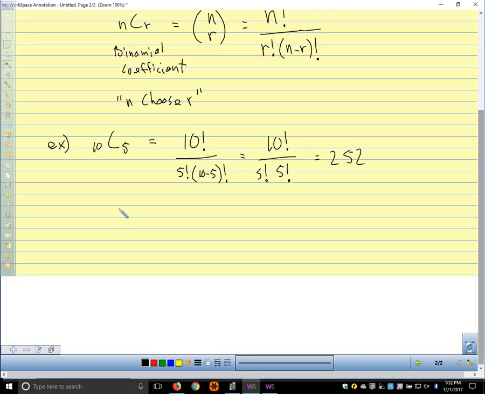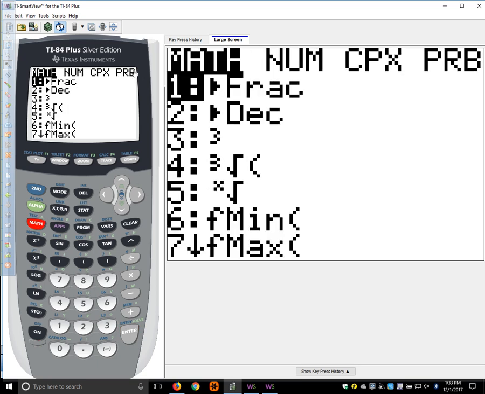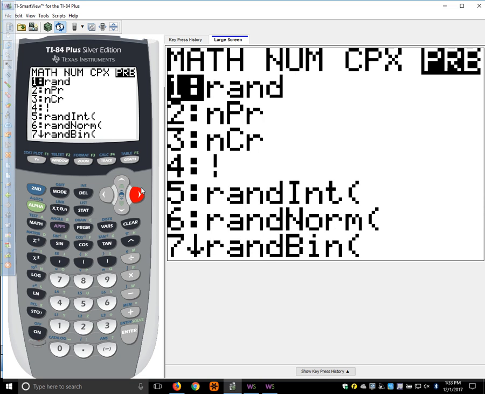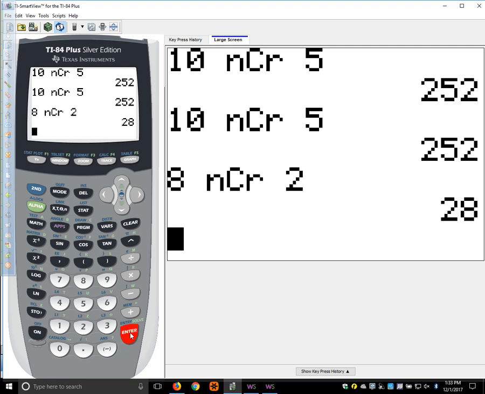If we wanted to calculate, the other way that you'll see this written is like this. This is 8 factorial over 2 factorial times 8 minus 2 factorial. In your calculator, I'm going to do 8, go to math, arrow over to probability, the third one there. And then we're choosing 2, and we get 28.